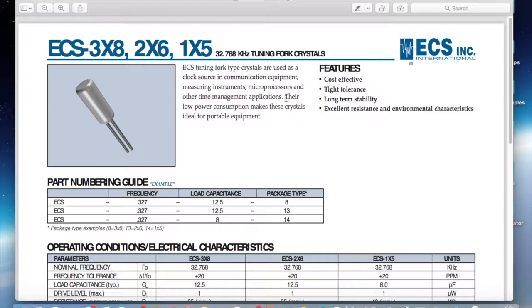So you see these things a lot in little cheap clocks, and you might see them in a digital watch or something like that. And frequency of oscillation is 32.768 kilohertz. Now, if you take this frequency and divide it by 2, divide that by 2, divide that by 2 enough times, you get to 1 hertz, right? So 1 hertz is what you want.